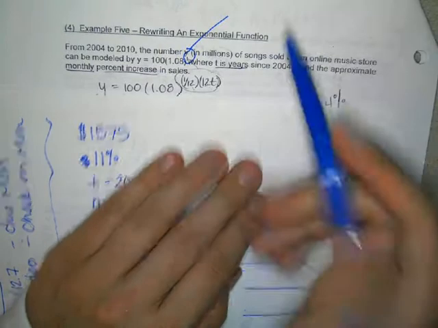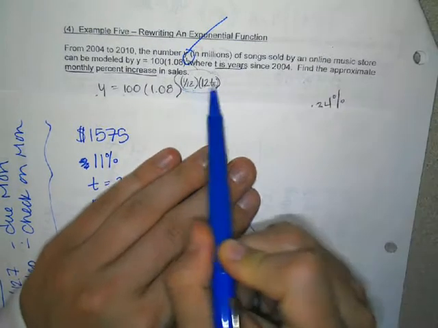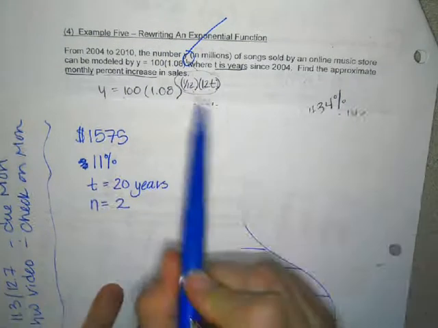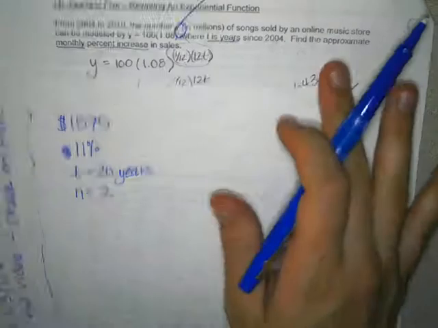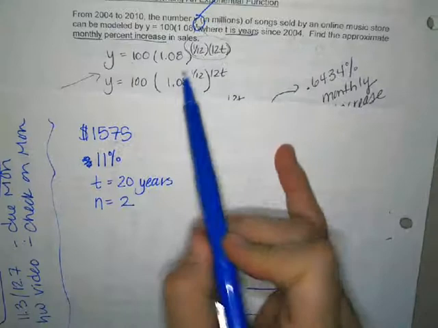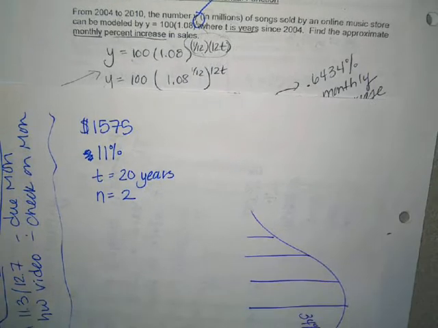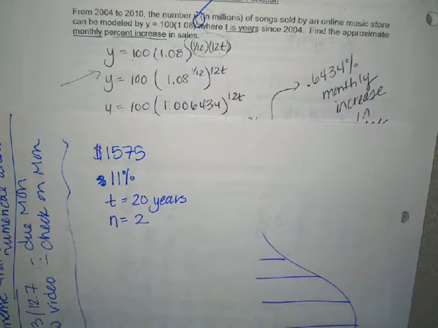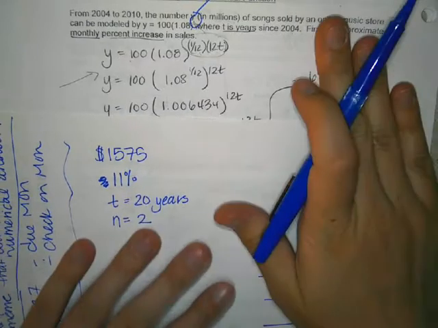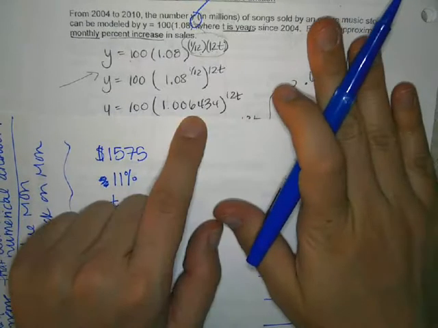Now normally with a power of a power, you multiply the exponents together. So actually what I'm going to do now is stick this inside the parentheses. Basically reverse the power of a power property to get a new base value per month.